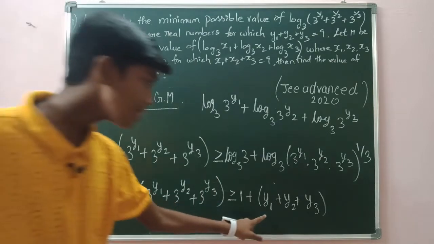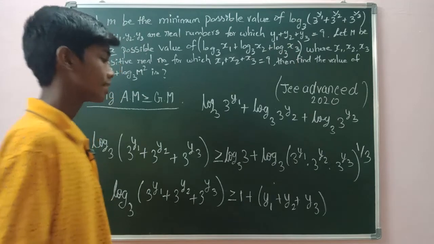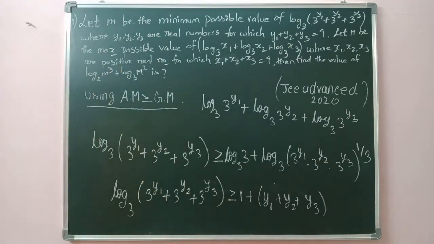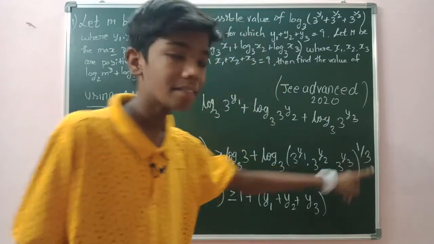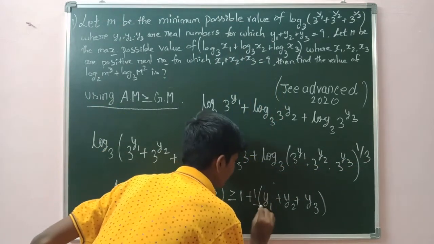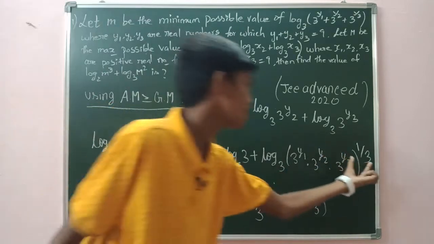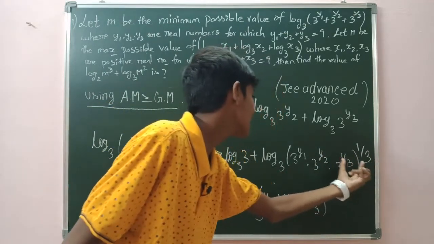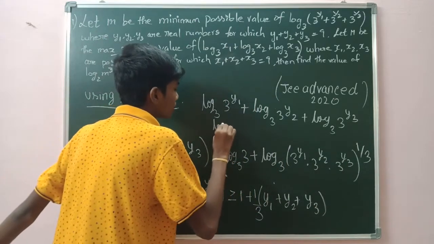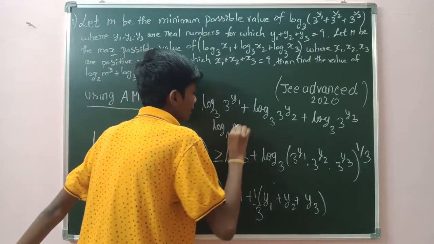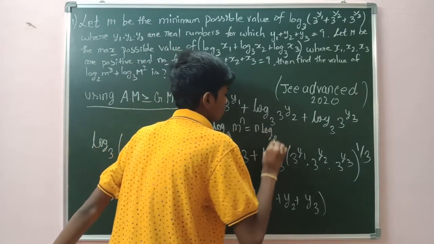Now, do we know the value of y1 plus y2 plus y3? Of course, yes. It is given as 9. Correct or not? Think carefully and say. And people, we are having 1 by 3 on the power. Hence, I should write this as 1 by 3 into this value. Again properties. I am having a power of 1 by 3. Hence, I can take the 1 by 3 outside. That's also a property. For example, log to the base a of m power n can be written as n into log to the base a of m.